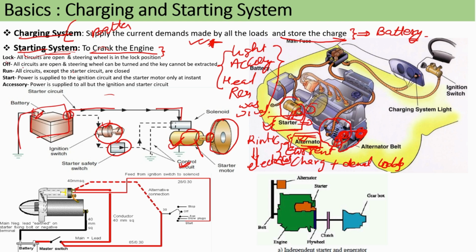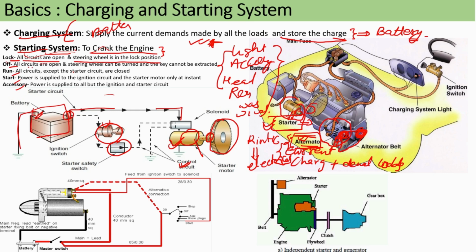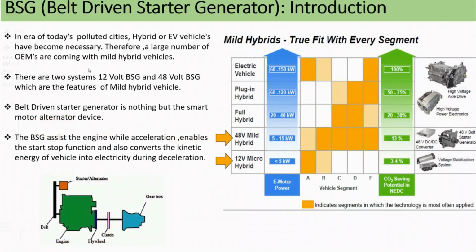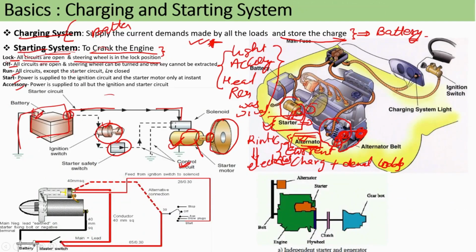In the ignition switch, there are different positions. One is lock, then off, run, start, accessory. So in lock condition, what will be happening? All the circuits are open and the steering wheel is in lock condition. When it is off, what is happening? Circuits are open, the steering wheel can be turned, and the key cannot be extracted.